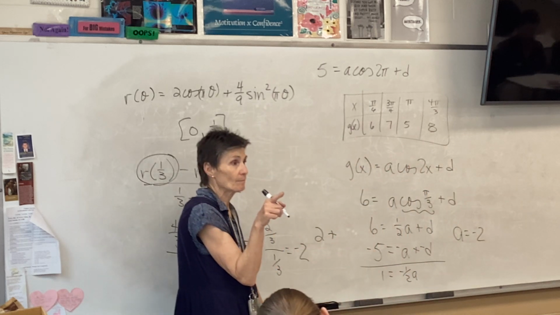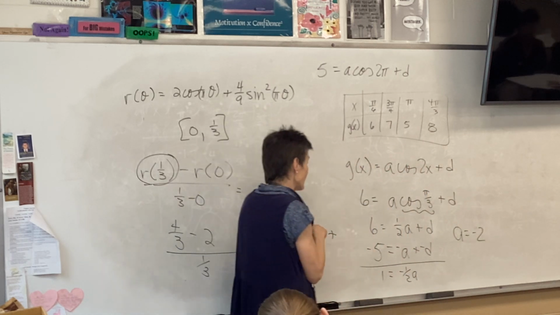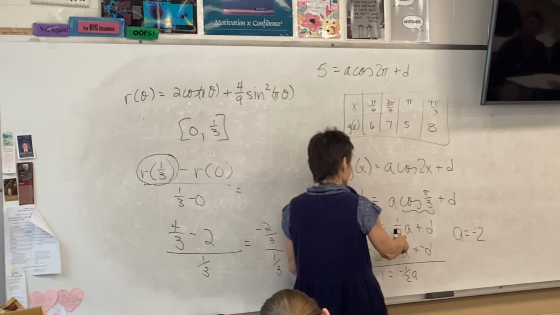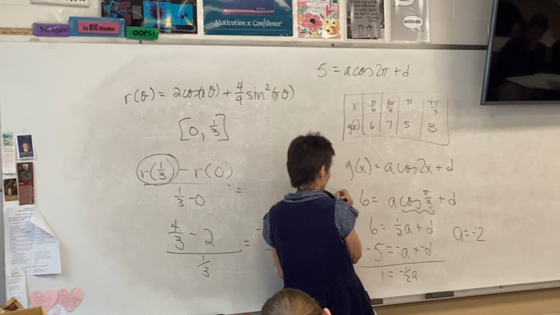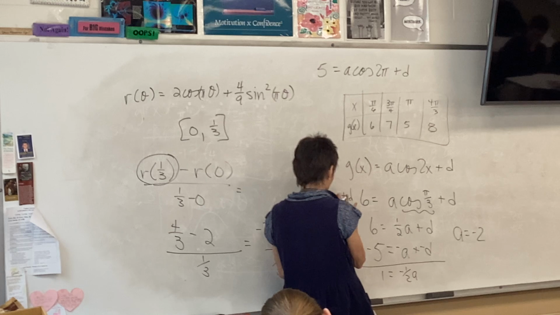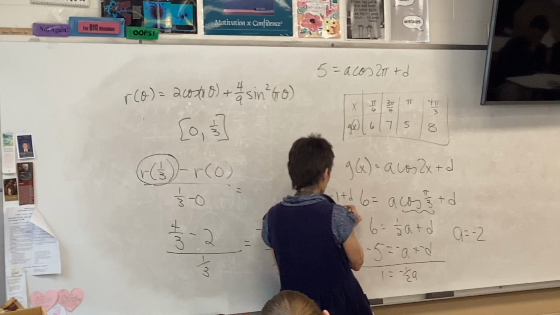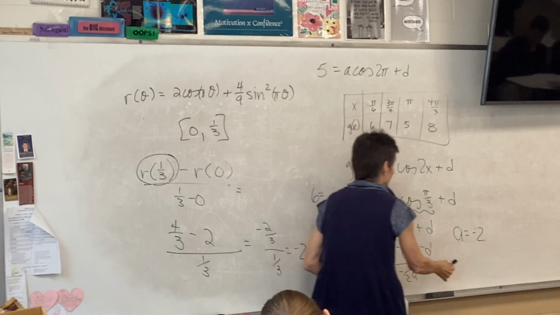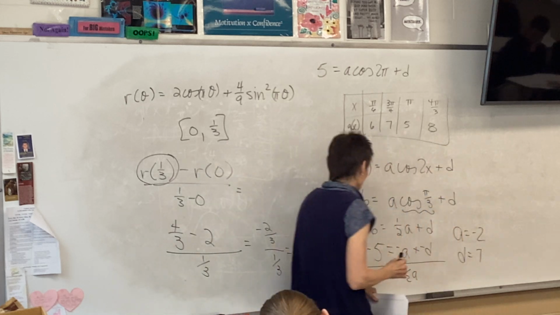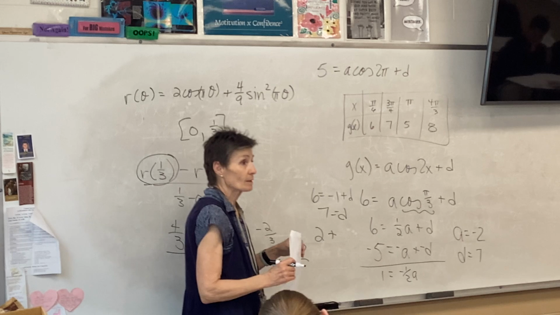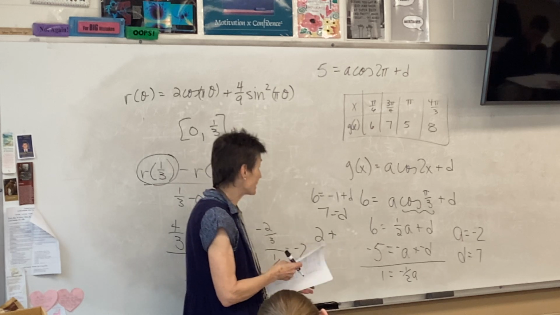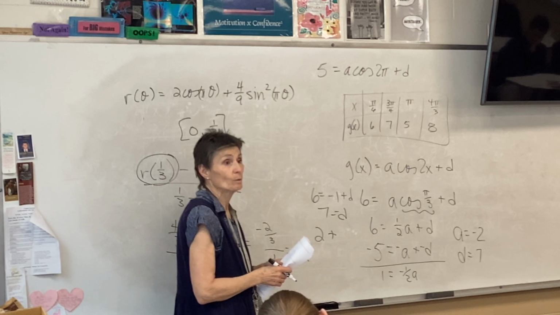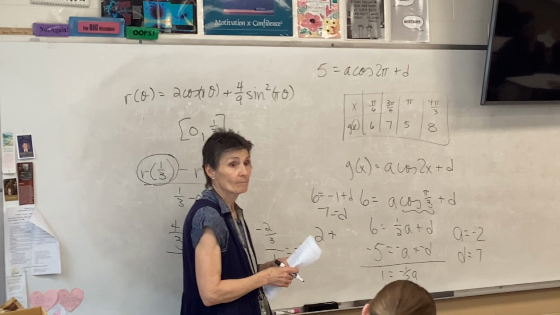Is that right? So then, if a is negative 2, then it looks like d equals 7. Did I do that right? And what am I doing? Adding them together? So the answer would be 5.